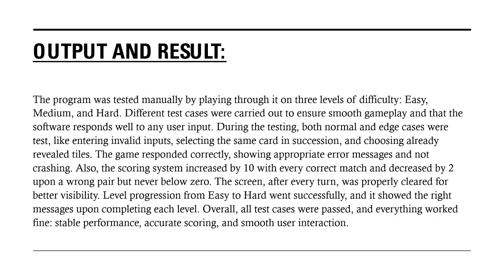If the two numbers match, they remain visible and the player gains 10 points. If not, they are hidden again and the player loses 2 points. After matching all pairs, the game moves to the next level automatically. At the end, it shows the total score along with a message saying, "Thank you for playing." So this output confirms that our logic, randomization, and functions all work perfectly together to create a smooth and interactive game.